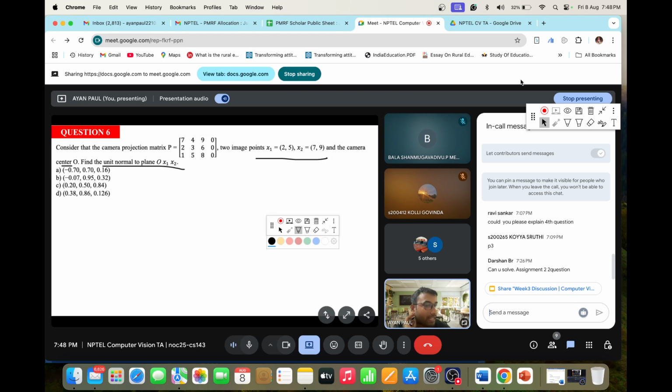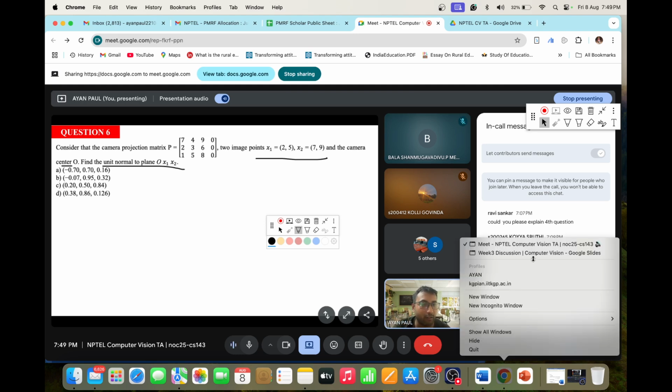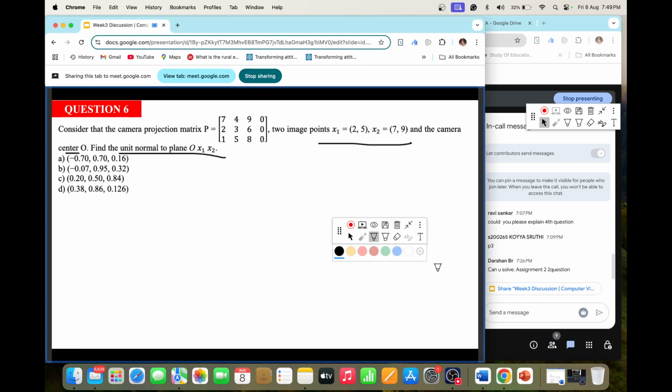So from the two points x1 and x2, first we will make a line. How? x1 cross x2. Then what will we do? Whenever we get a line, we will multiply with P transpose, P transpose into the line. By that we get the plane, and then we have to find the normal, that is divided by the determinant of it. So very simple. So let me show you the solution.